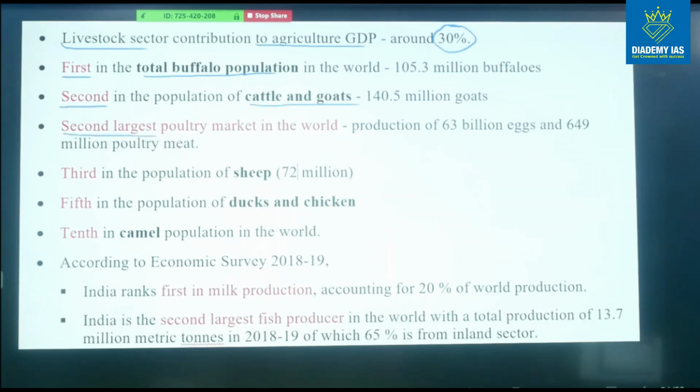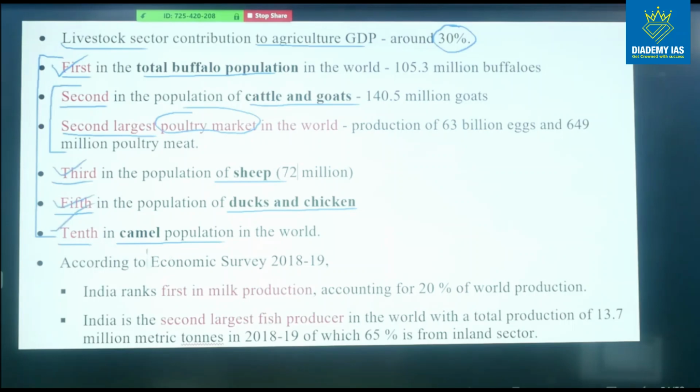We are the second largest poultry market in the world. And we are third in sheep. We are fifth in ducks and chicken. 10th in the camel population, right? These ranks have been given in ascending order so that you can recall very easily. So what is first? Buffalo. Second is cattle, goats and pigs. Third is sheep, fifth is duck and chicken, and 10th is camel production, right?